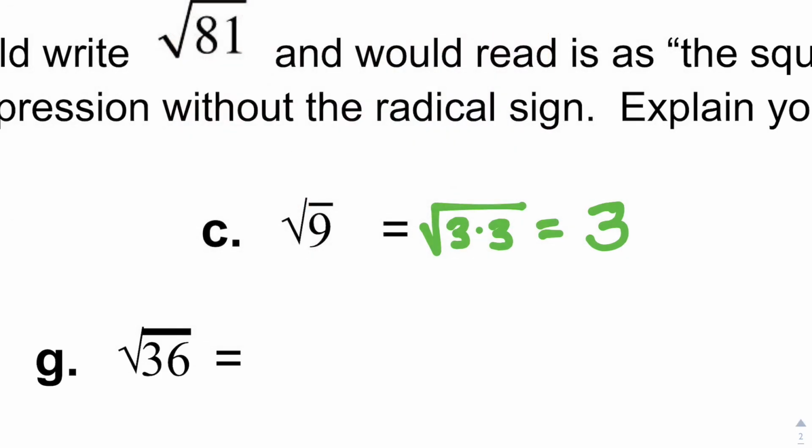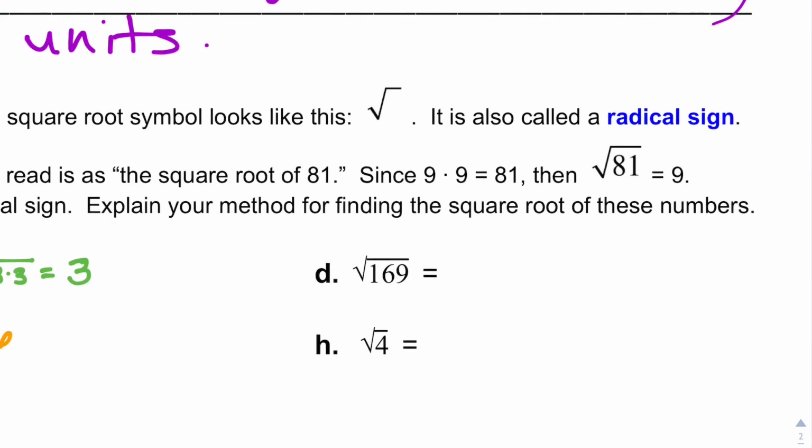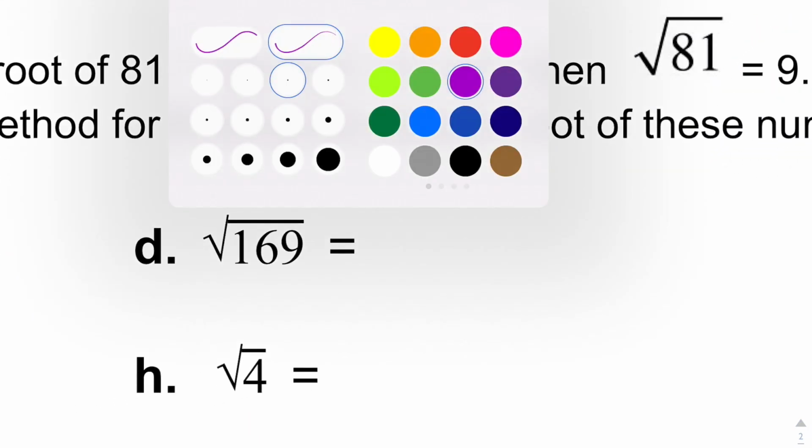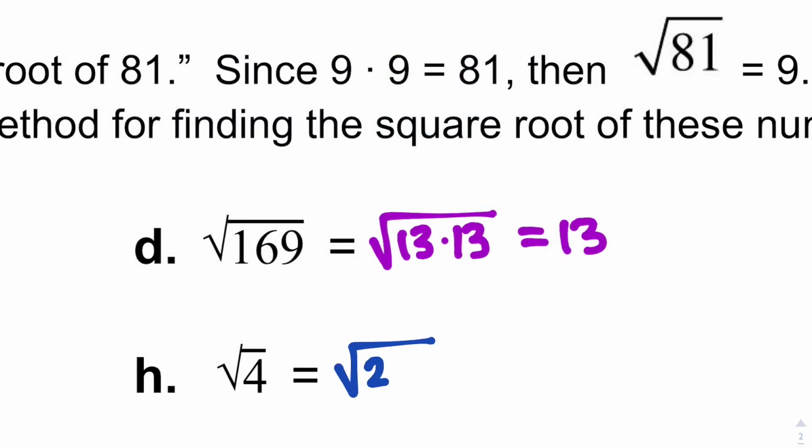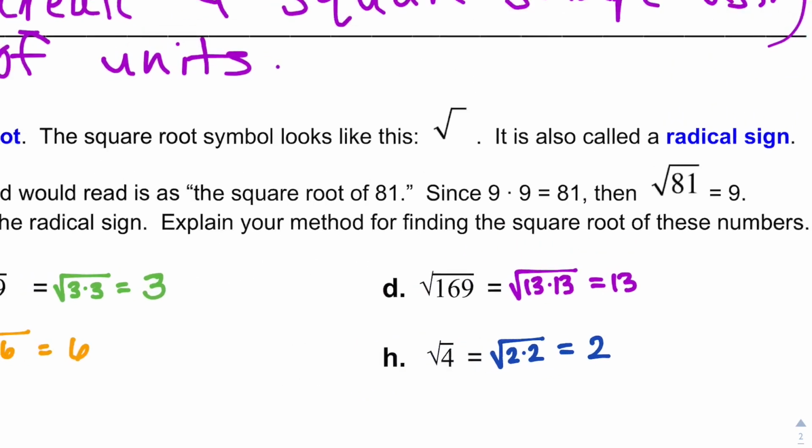For letter G, the square root of 36, you'd have a big square with 6 times 6. So the root of 36 is 6. And on letter D, the square root of 169, well, I know that 13 times 13 is 169. So the root of 169 is 13. Okay, last problem. The square root of 4. I know that 2 times 2 equals 4. So the root of 4 equals 2.